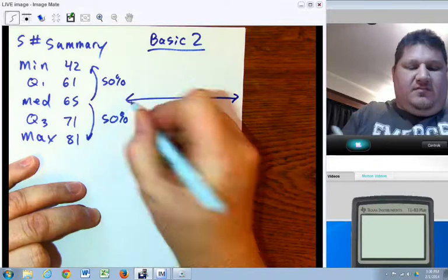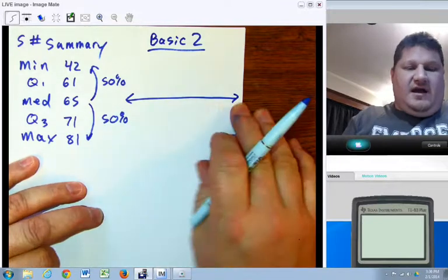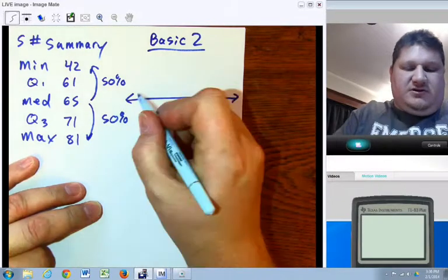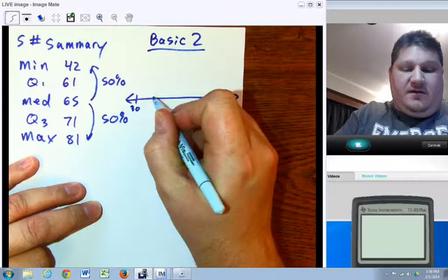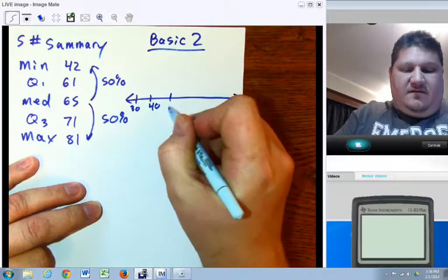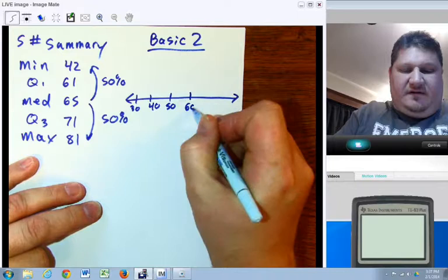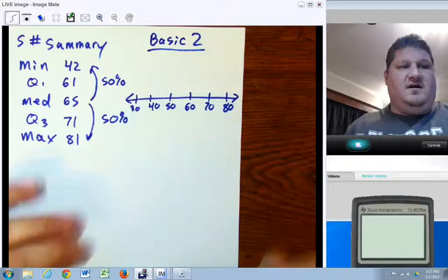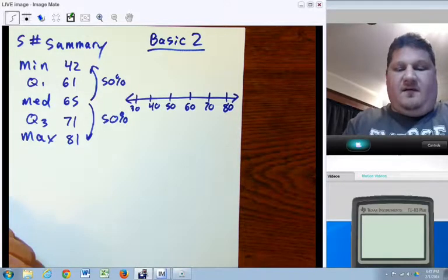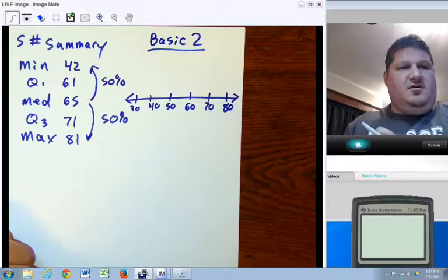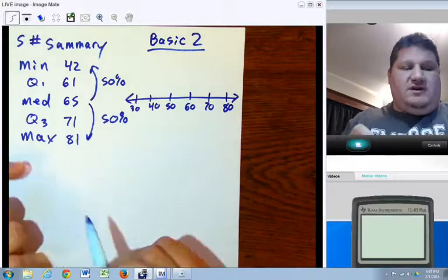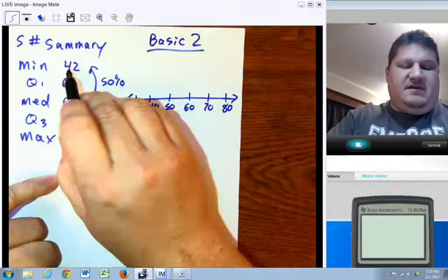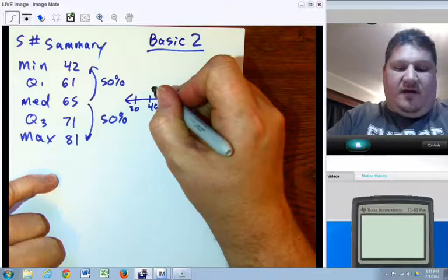If I make a number line, on this number line I want to fit everything from here to here. So, to do that, I'm probably going to need to start down here at 30, 40, 50, 60, 70, 80, and then 90 would be on up if necessary. Now, using an even number line, standard old first, second grade number line, we can begin putting our key components on this number line. The minimum is at 42, so I'm going to put a little dot where I think 42 ought to be.